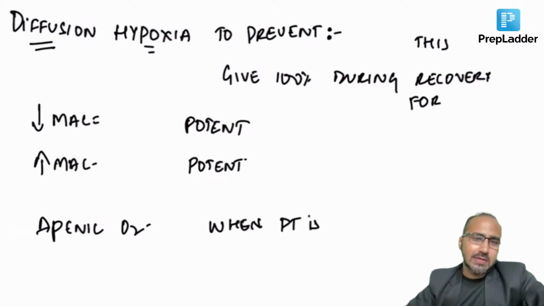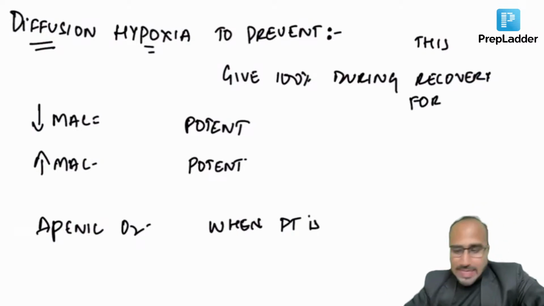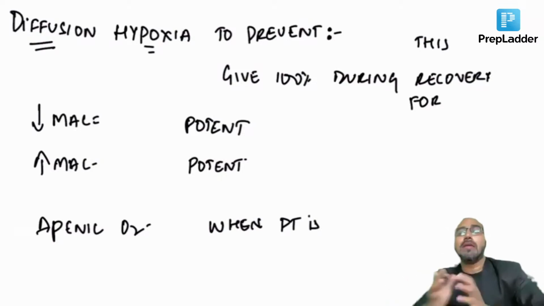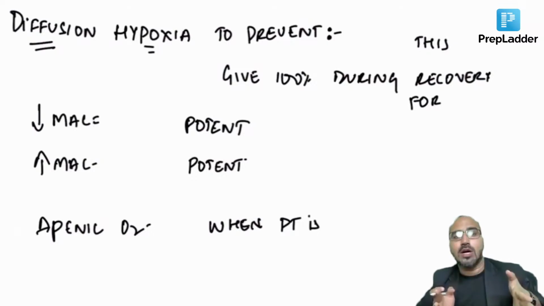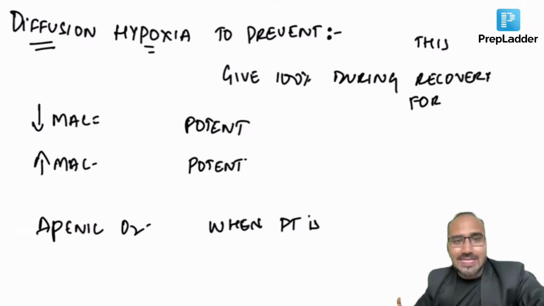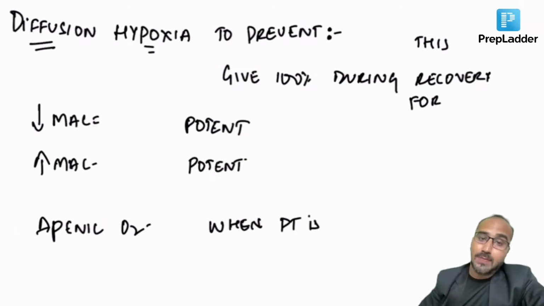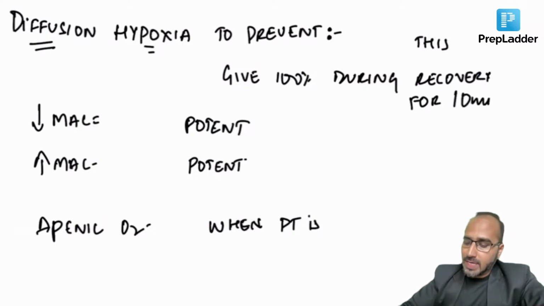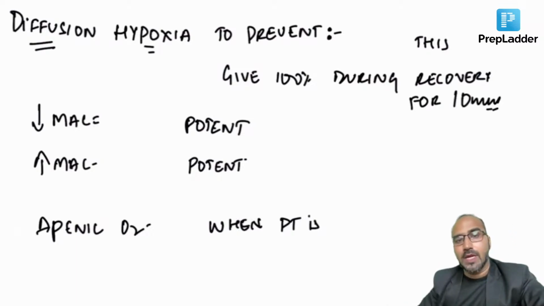Diffusion hypoxia, which I feel might be asked, even though it does not have any picture. Do you know what diffusion hypoxia is? At the end of surgery, nitrous oxide occupies much space in the alveoli, displacing the oxygen. That's why the patient becomes hypoxic. In order to prevent this, we give oxygen during the recovery period: 100% oxygen for 10 minutes to prevent diffusion hypoxia.